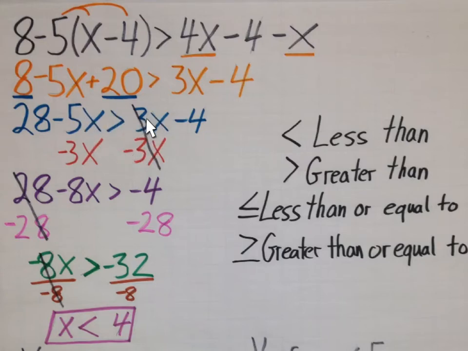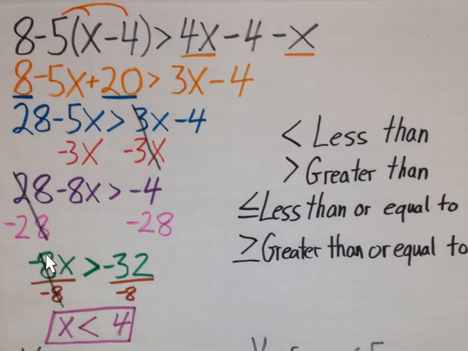So the opposite of positive 3x is negative 3x, so I'm minusing 3x over. And a negative 5 minus 3x is negative 8x. Alright, then I want to get this 28 over, so the x is by itself, so the opposite of positive 28 is minusing 28, so you minus 28 to both sides. That cancels. And then negative 4 and a negative 28 added together is negative 32.